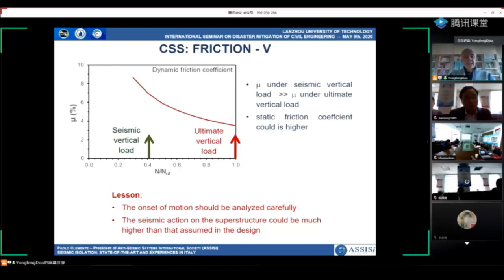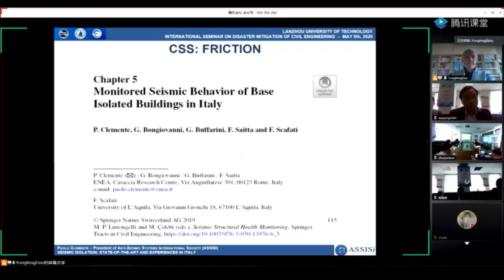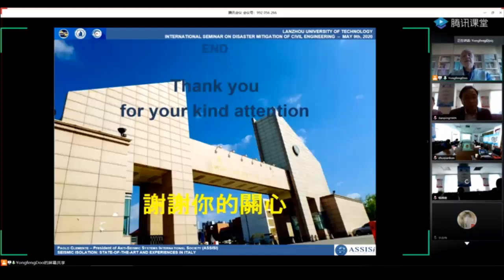What is the lesson from this last example? The onset of motion should be analyzed carefully. We're doing that, and we're publishing papers about that in the near future. And the seismic acceleration of the superstructure could be much higher than that assumed in the design. More detail about this example can be found in this book chapter published last year. This is my last slide.